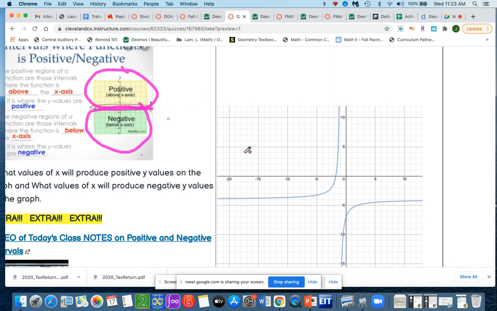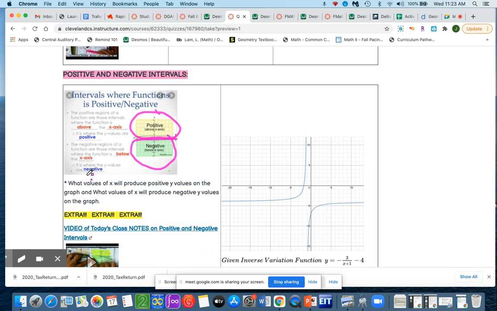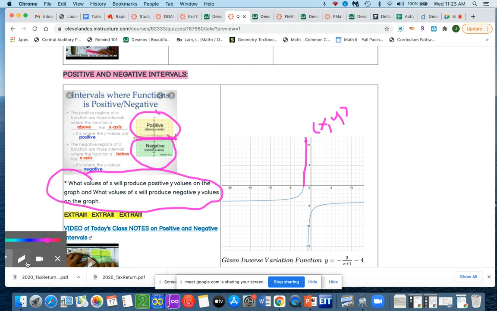So the question is, what are the values of x? Right here it is, a good definition. What are the values of x that will produce positive y values? All of these points right here have positive y values. All of them are x and y values, and the y values are all positive. Okay? And then what values of x will produce negative y values?